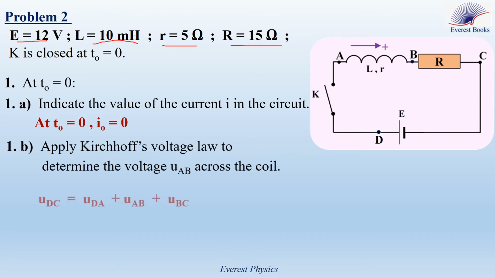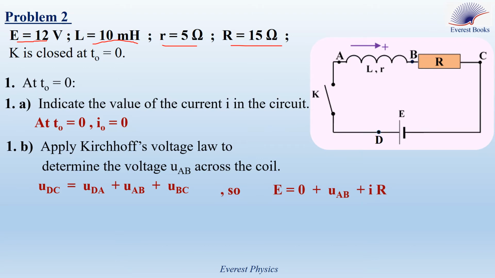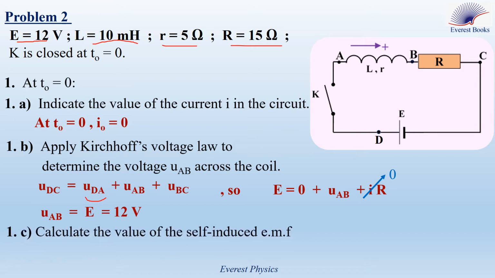We start with the voltage across the battery, so U_DC is equal to U_DA plus U_AB plus U_BC. But U_DC is equal to E, U_DA is equal to 0 since it is the voltage across a closed switch, U_AB is equal to the voltage across the coil, and U_BC is equal to Ri since the positive sense is oriented from B to C through the resistor. But at t = 0, i is equal to 0. Therefore, at t = 0, U_AB is equal to E, which is 12 volts.